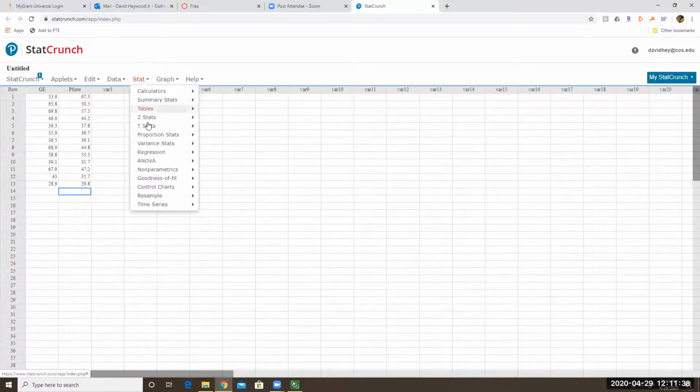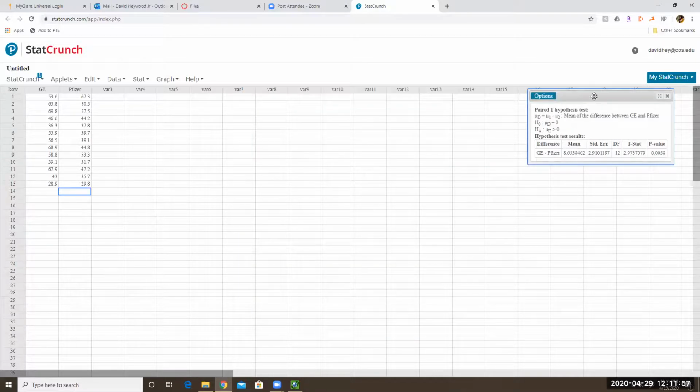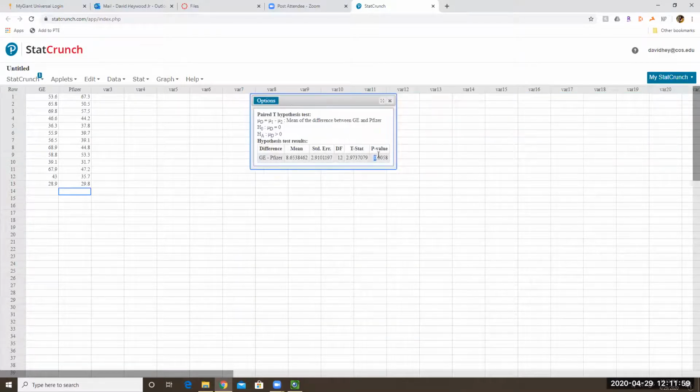So it's stat, t-stats, paired. We want to compare GE to Pfizer. And we want a right-tailed test. Okay. And there's our p-value. So another pretty small p-value. So we're definitely rejecting the null hypothesis here.